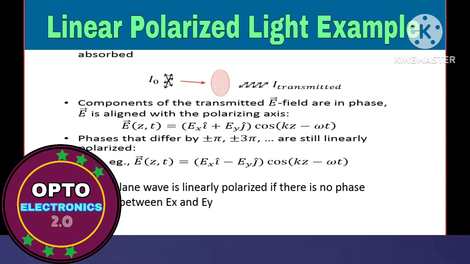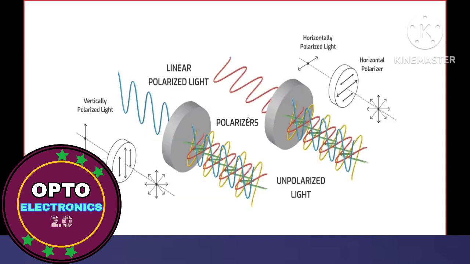Moving on, if you can see over here, this is just a mathematical expression that is given. We know that the electric field is basically a vector quantity, having the x component and the y component. The components of the transmitted electric field, which is a vector quantity, are in phase. What do you mean by that? Yes, class. Okay, moving on.